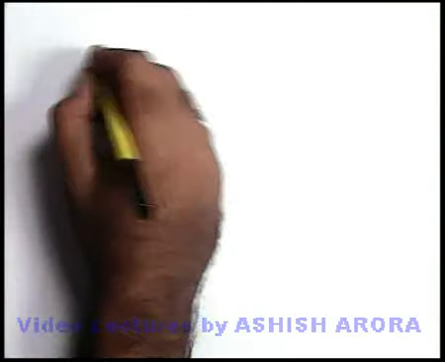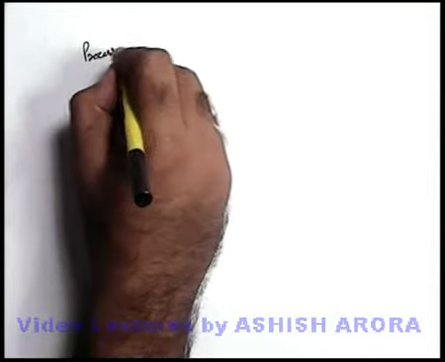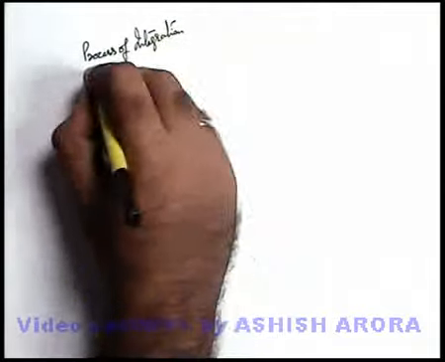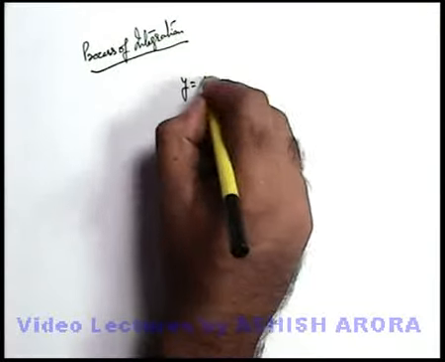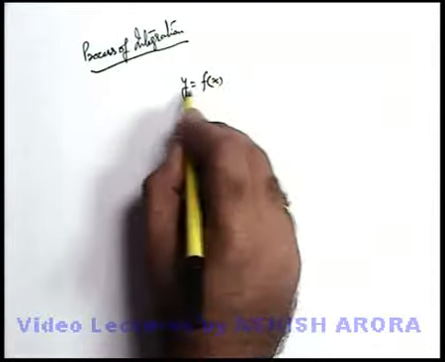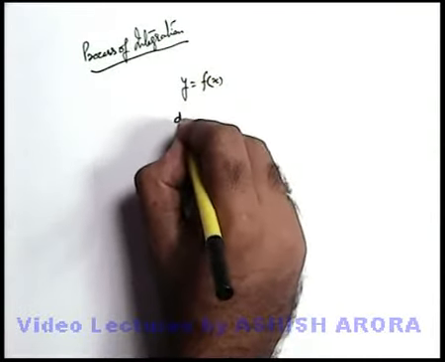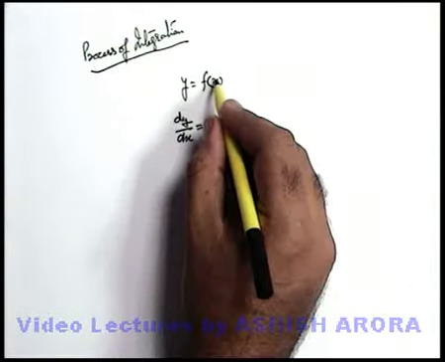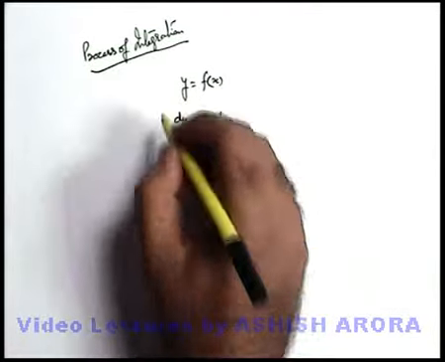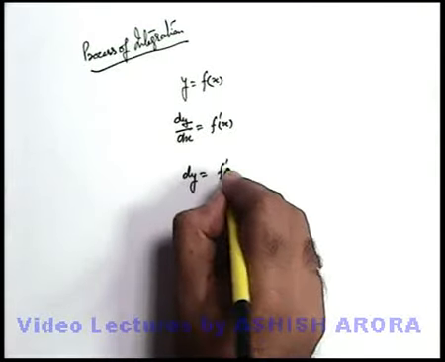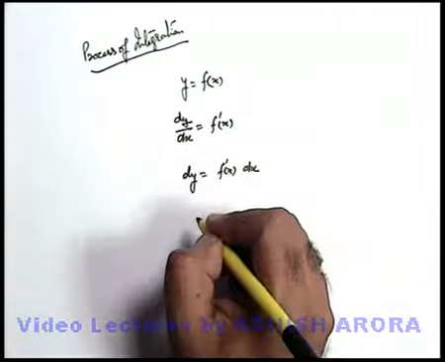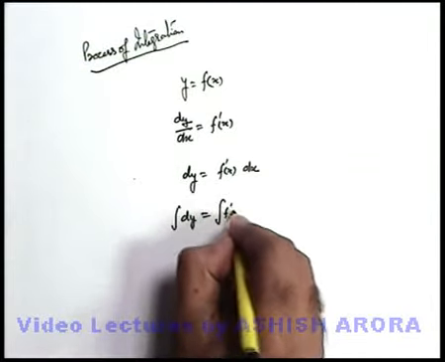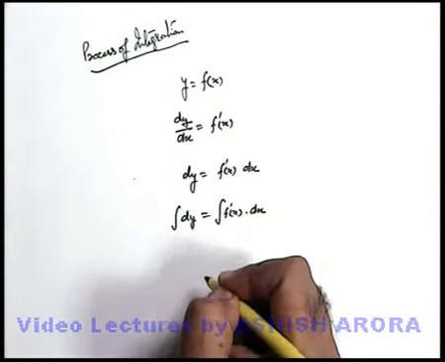Once again, if we just analyze the process of integration, you can see if a given function is defined as y is equal to f of x, in this situation dy by dx can be written as f prime x. It is the derivative of f x with respect to x. Now here dy can be written as f prime x into dx. If we integrate the two sides, it is integration of dy is equal to integration of f prime x dx.